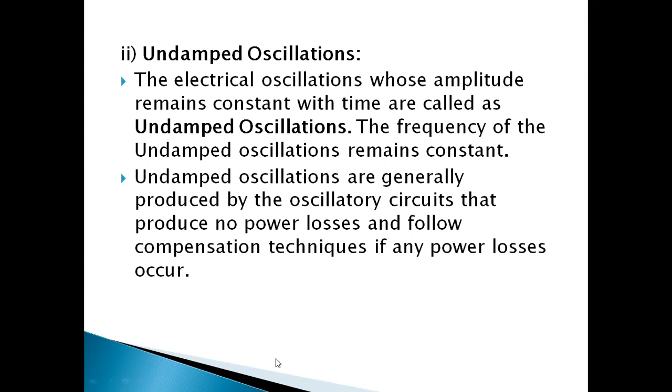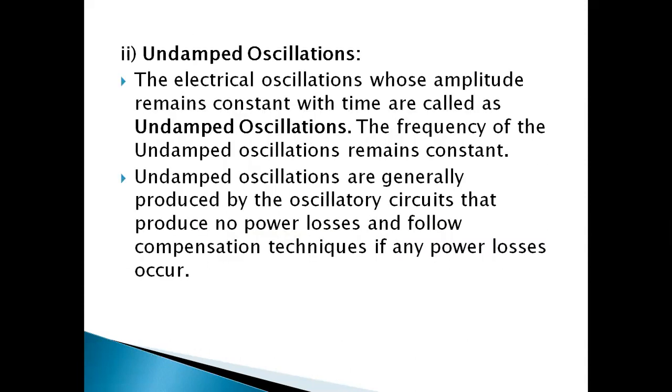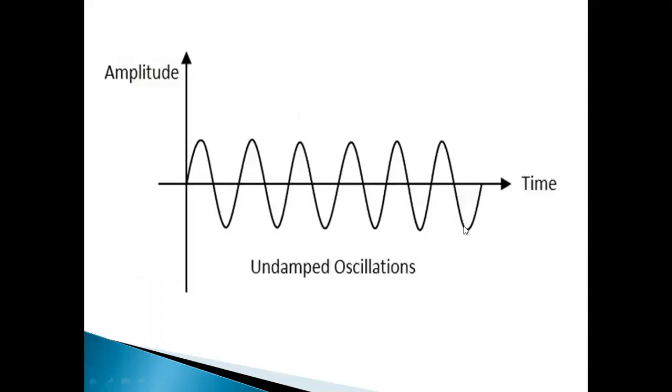So in damped oscillations, we can have some power loss, and we cannot compensate if we want some power improvement. And in this case, there is no power loss, and we can also implement some compensation techniques if you want to get better power. That means if you want to eliminate the power loss, then we can use some compensation techniques in these undamped oscillator circuits. Okay. So this is the figure which represents the undamped oscillations.